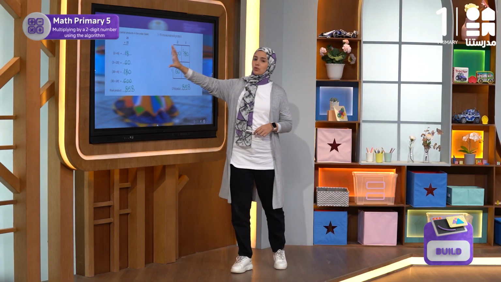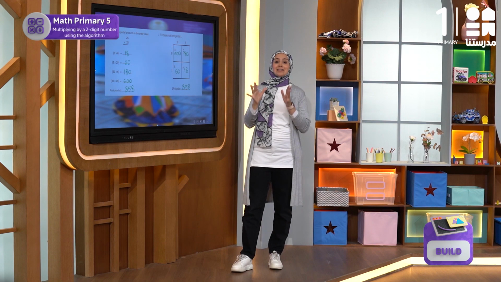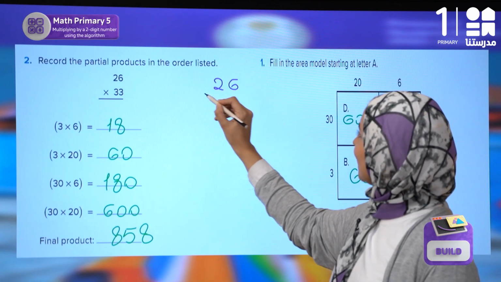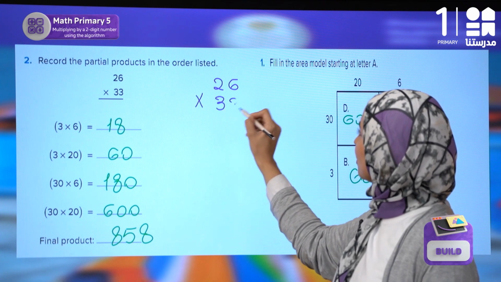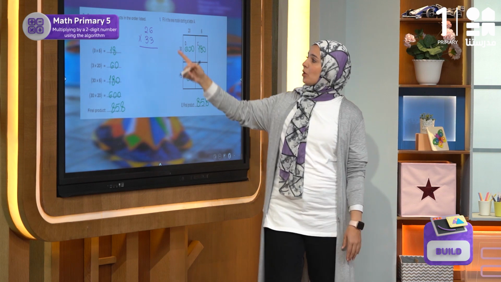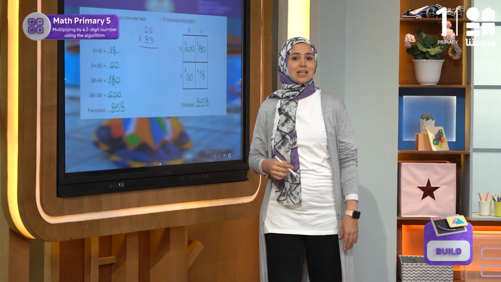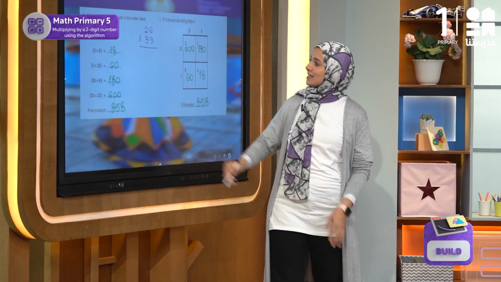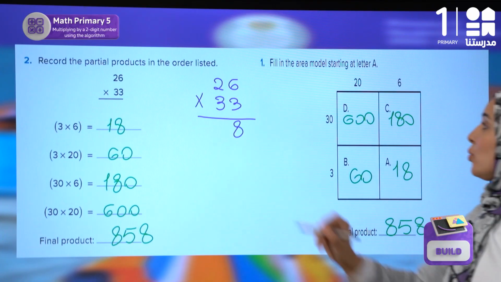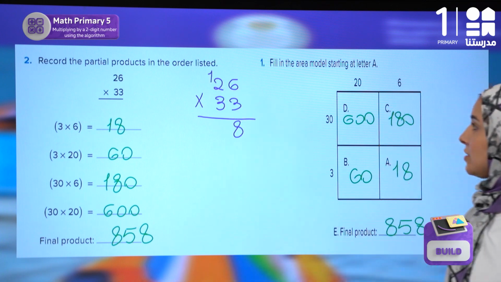So I'm going to write it over here and we are going to use the standard algorithm. So what are my two numbers? 26 multiplied by 33. Let's start. First of all, I'm going to multiply 3 by 6. When I multiply the 3 by 6, I get 18. So I will write the 8 over here and I will regroup the 1 over here.